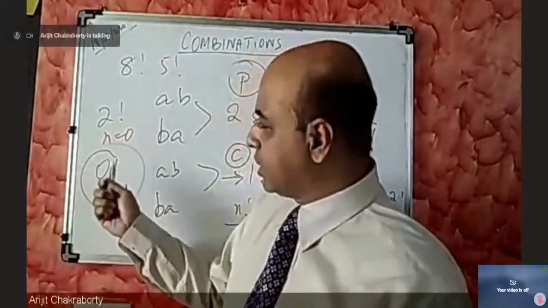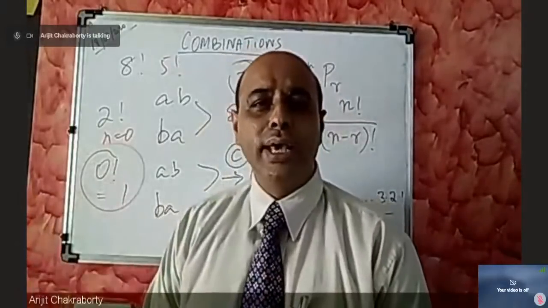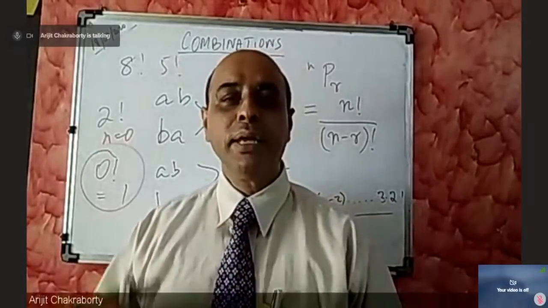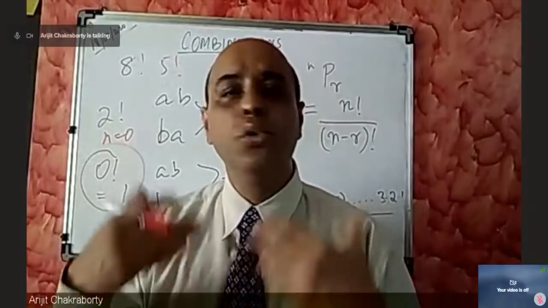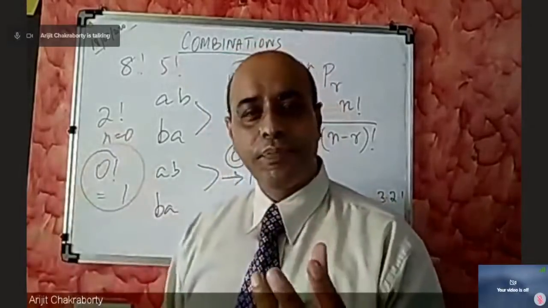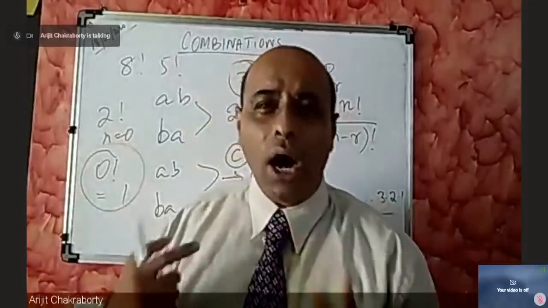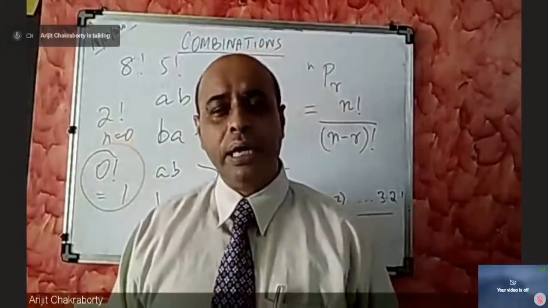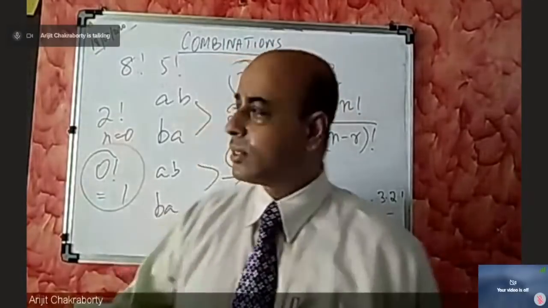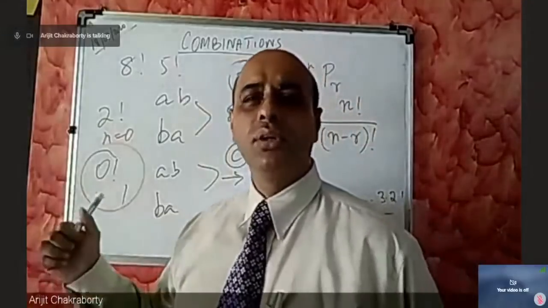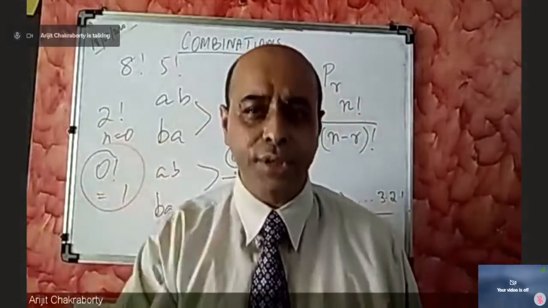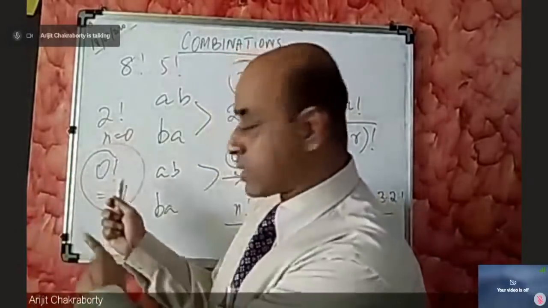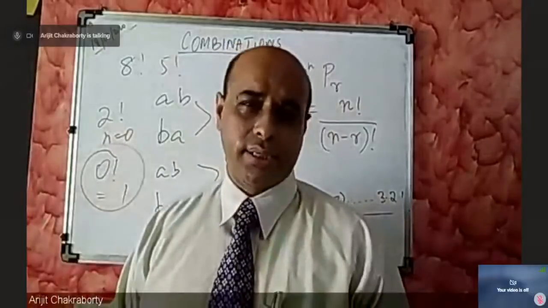But if I ask you 0 factorial, it means in how many ways can you do 0 pieces of work? That means in how many ways you can do nothing. 0 means nothing. So 0 factorial means in how many ways can you do nothing. And by mathematical definition, the mathematicians agreed that 0 factorial must be equal to 1, by convention, by definition, to make it meaningful and to make this concept consistent.